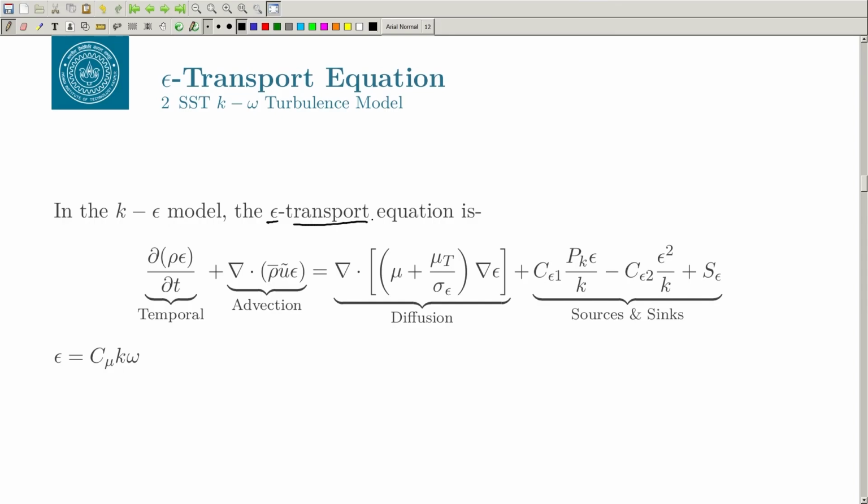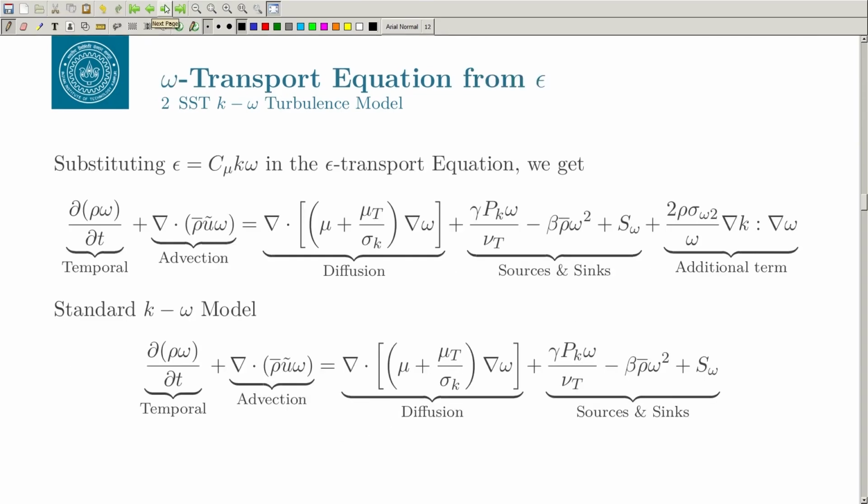Now, what we do is take this epsilon. We know that omega is equal to epsilon by c mu k. So, why don't we just put it here, and can we derive an omega equation? Of course, we can do that, just replace this epsilon by omega c mu k, and try to derive an equation. So, what we will see is that you will get an equation which looks like this.